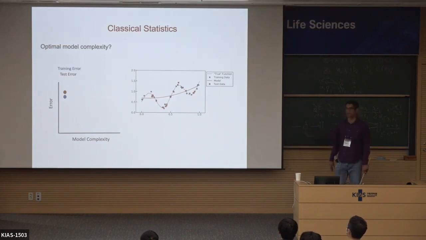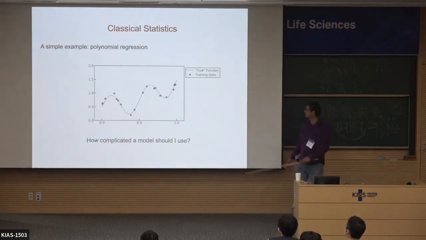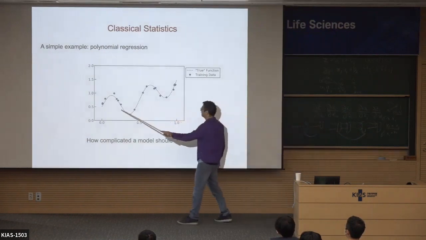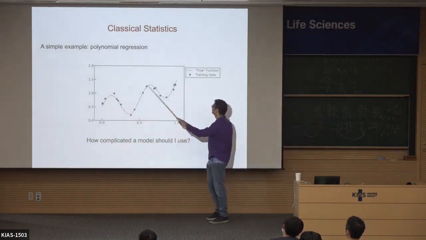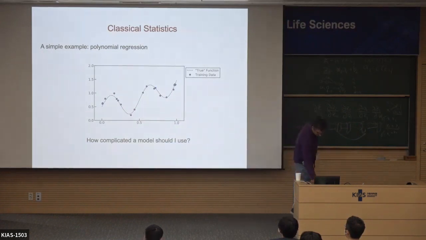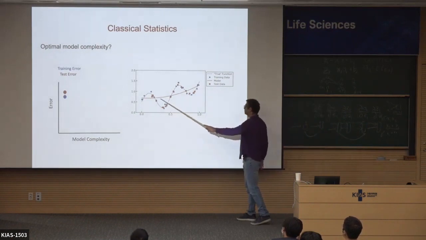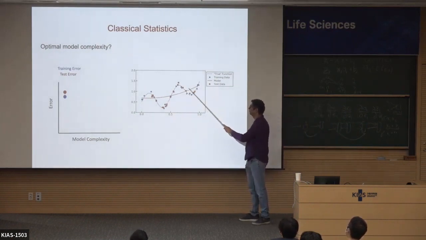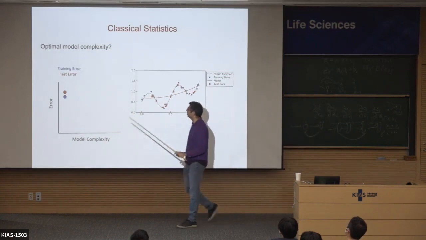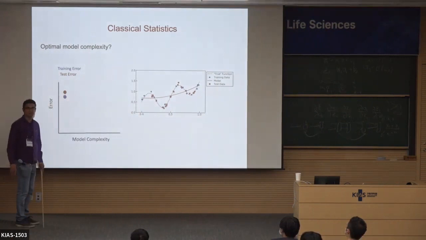That's why I feel comfortable giving this, which is that here's my true function, just so we're clear. Here's my training data. As you'll see, there's noise. And what do I do? I can start with a very simple model with a few Legendre polynomials. This is what I get. The red are test data. And I can calculate the training error and the test error. And you see this is what happens.